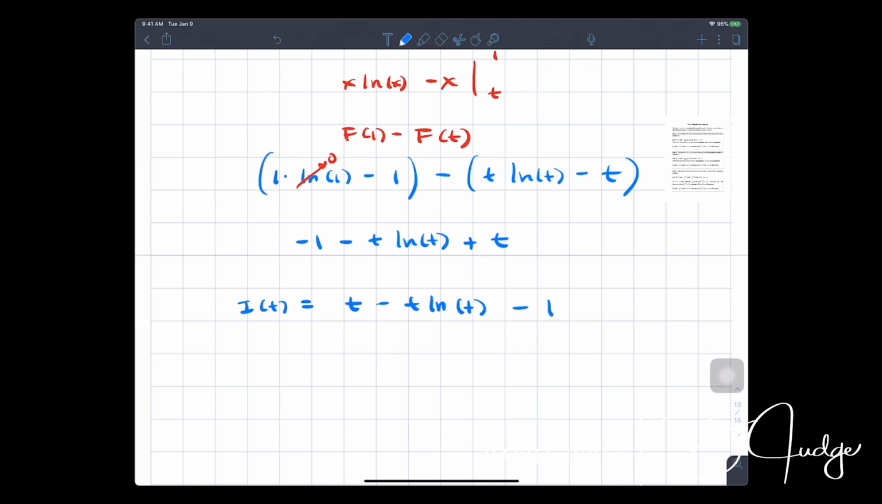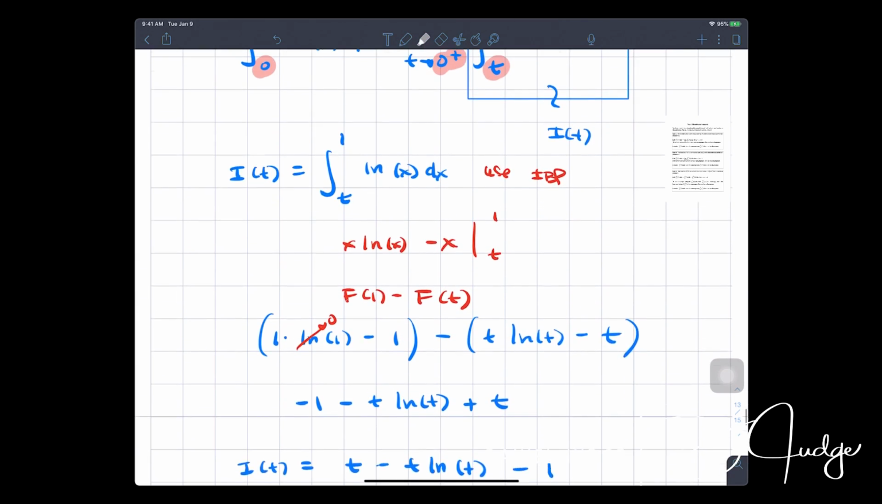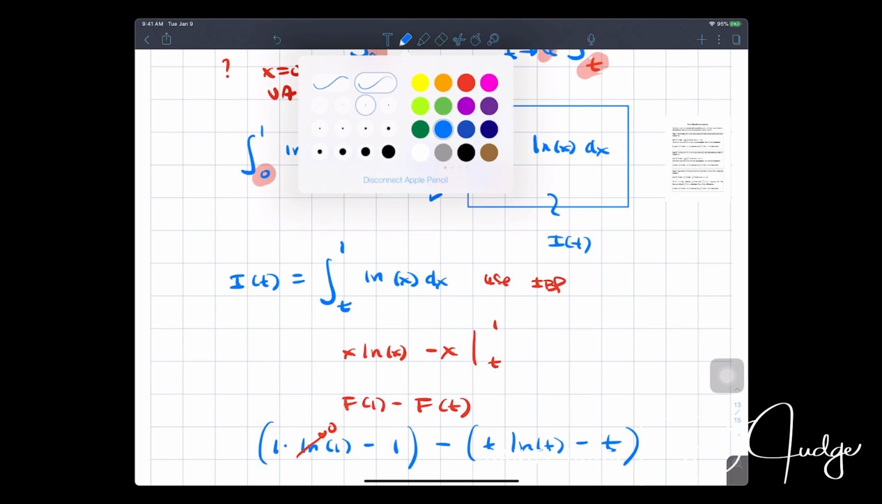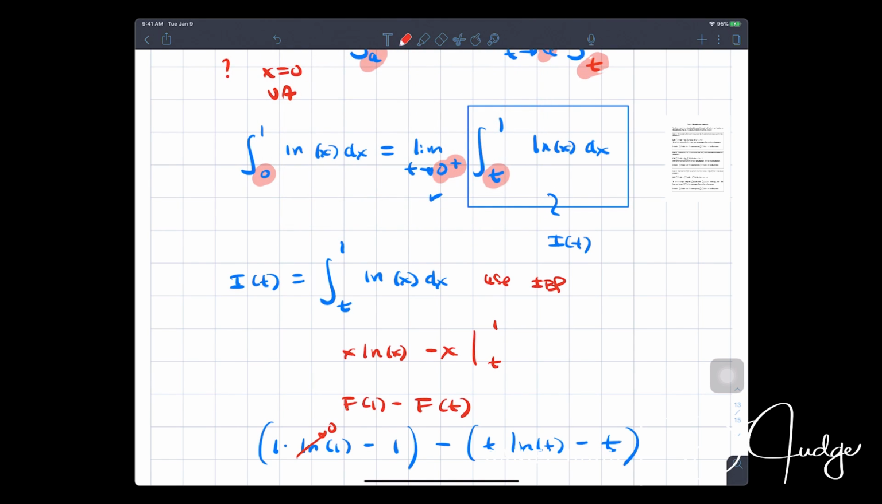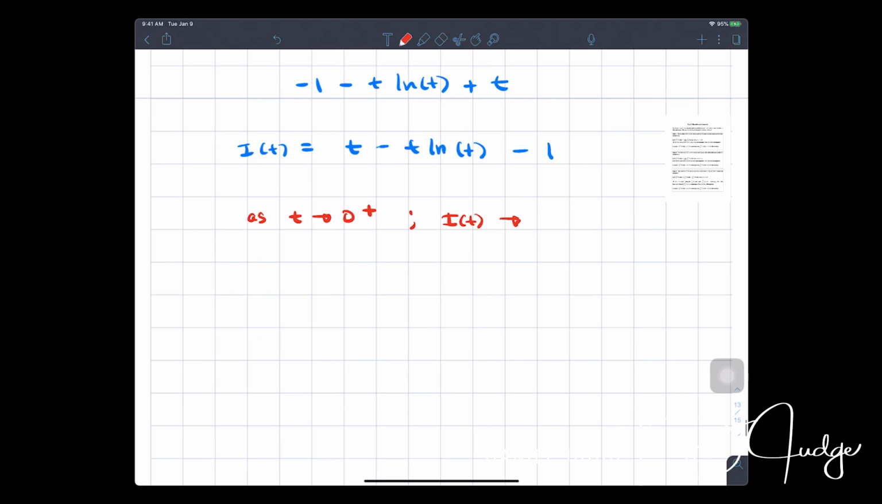I'm going to start with a t, it's positive. I got minus t, natural log t, minus 1 now. So at this point, let's remember, we have to apply the limit right here, as t goes to 0 from the right. We want to know what I of t goes to. That's really the limit here.